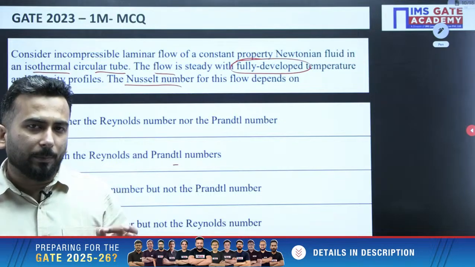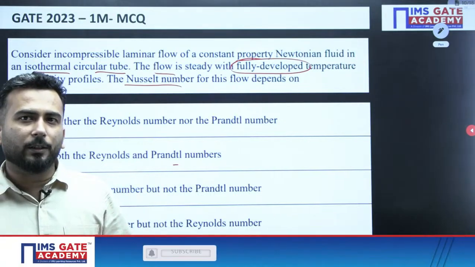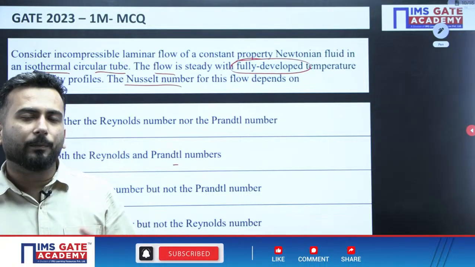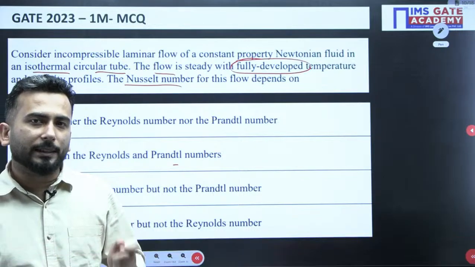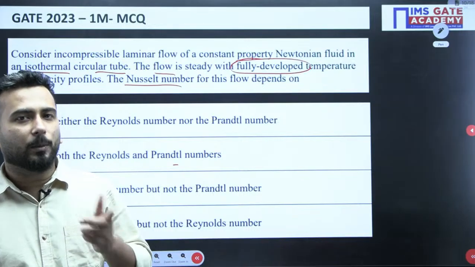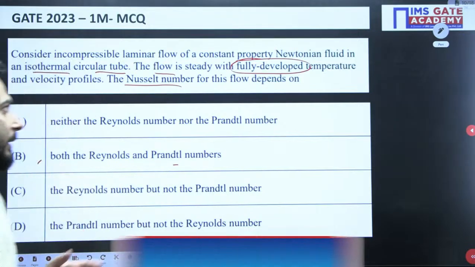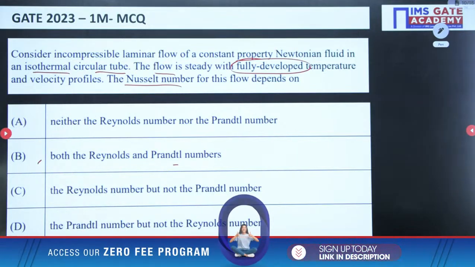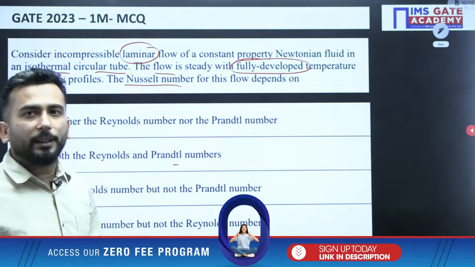It is independent of any of the numbers. It is 4.36 and 3.66. For turbulent flow, it will be the Dittus-Boelter equation that we use. So clearly he has mentioned that the flow is laminar.